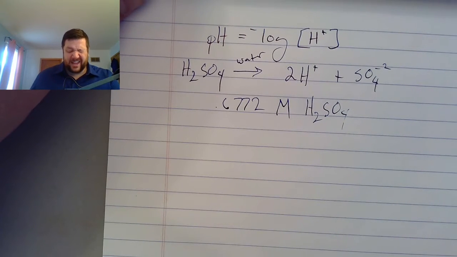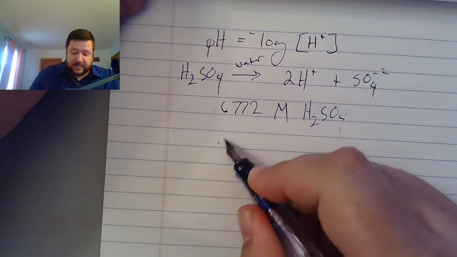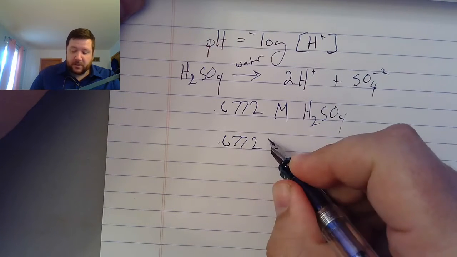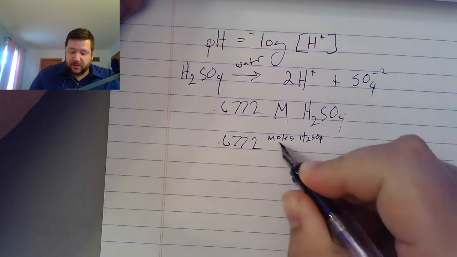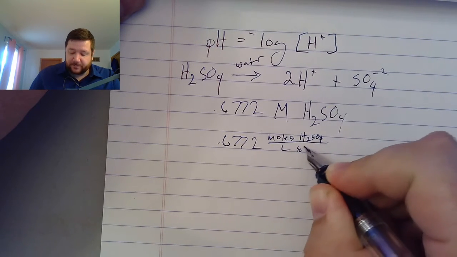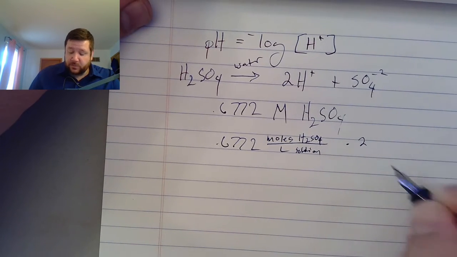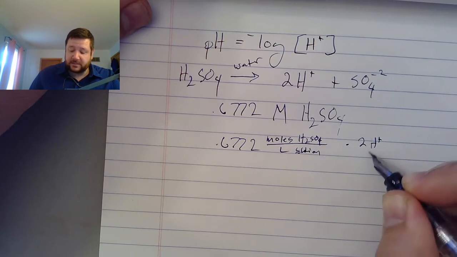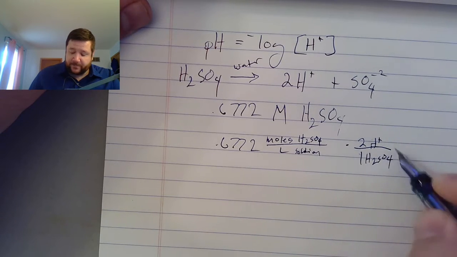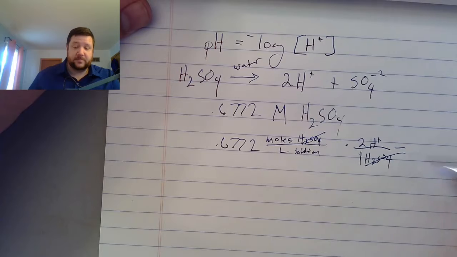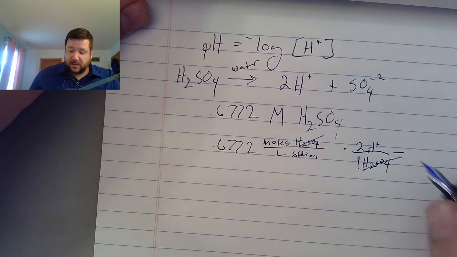looking at that, we're going, okay, so that means that within this, this molar is 0.6772 moles of H2SO4 per liter of solution. And we know that there are two H plus ions for every one H2SO4 ion. Those will cancel. And we're going to get the number that we had on the other one here, how much NaOH. Well, sort of.